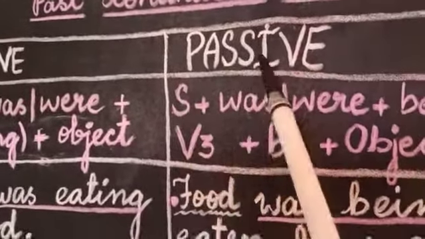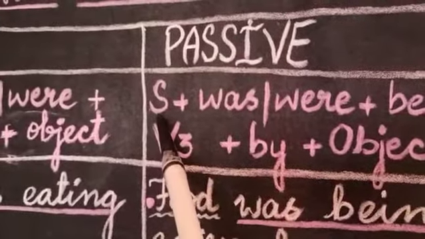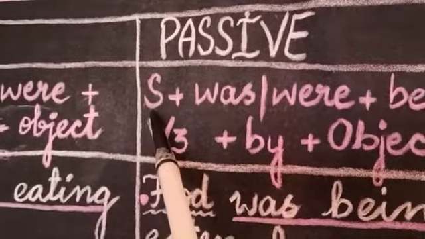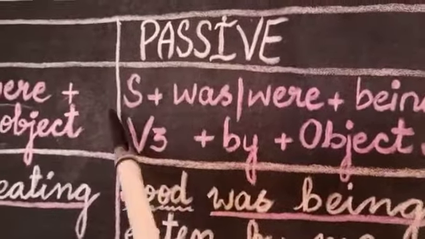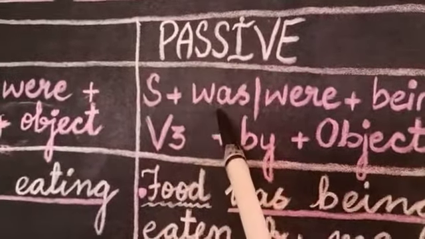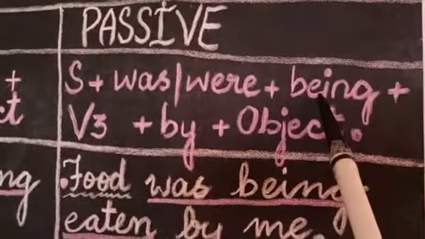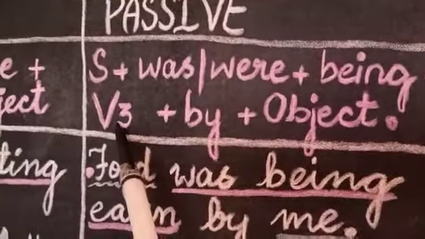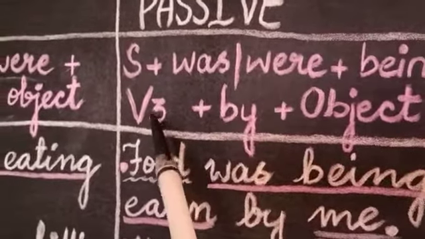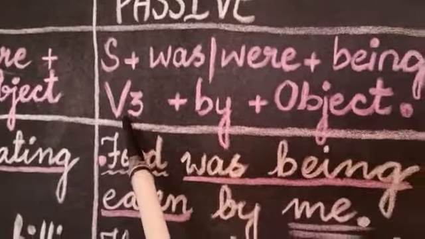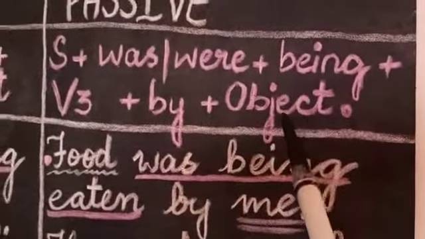So here the structure for passive voice becomes: subject. You know, here the subject is not the doer of the action, it is the receiver of the action, plus was or were, depending upon the number. If it is singular, you use was, and if it is plural or you, you use were. Then being. Then the third form of the verb. V3 stands for the third form of the verb, past participle. Then by, preposition by. And then the object.